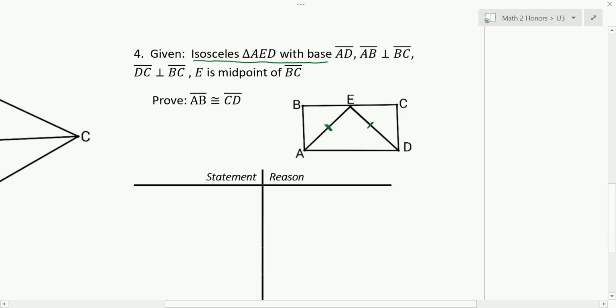Okay. Then it says AB is perpendicular to BC, right here. You got a 90-degree angle there. And it says that DC is perpendicular to BC, there. Then it says E is the midpoint of BC. So, Elijah, how does that help us? Perfect. Okay. Before we get to congruent triangles, can anybody see another part that's congruent to another part?